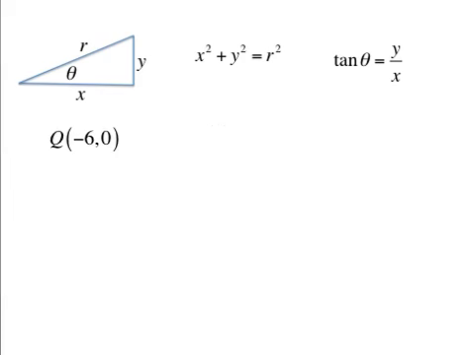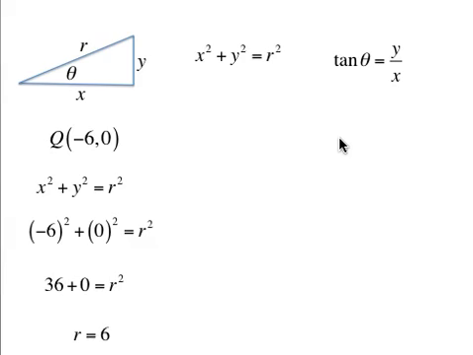Next up, we have negative 6, 0. Well, let's just go ahead and use this formula, although it may be obvious what r is. X squared plus y squared is r squared. Negative 6 squared plus 0 squared is r squared. 36 is r squared. R is 6.